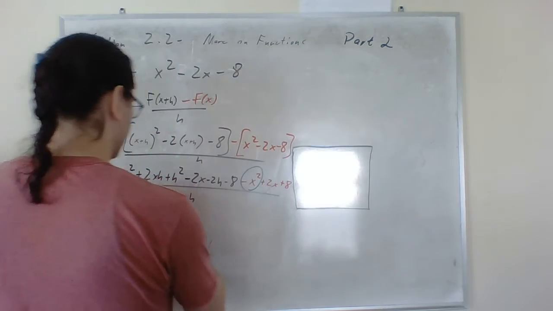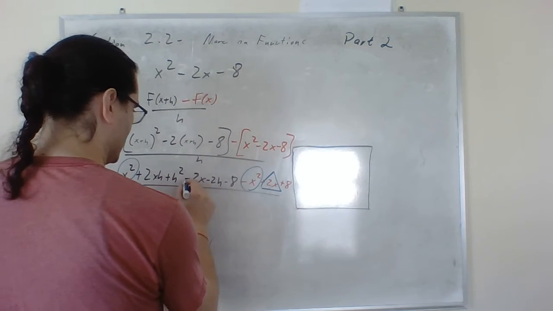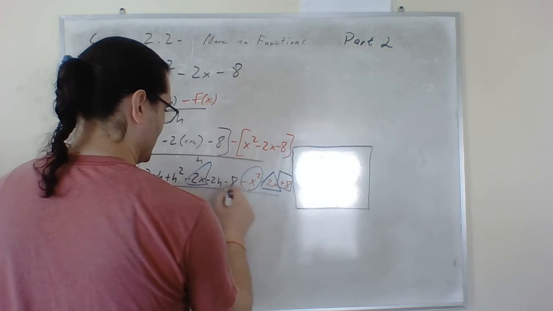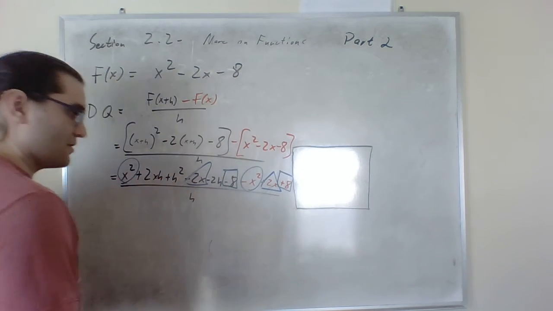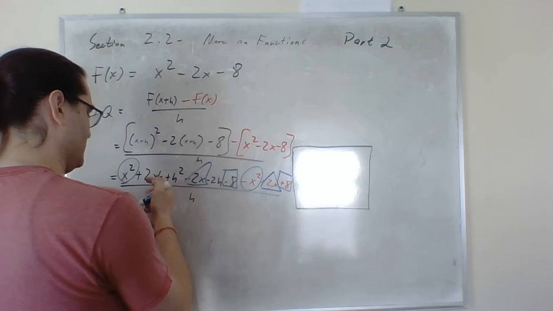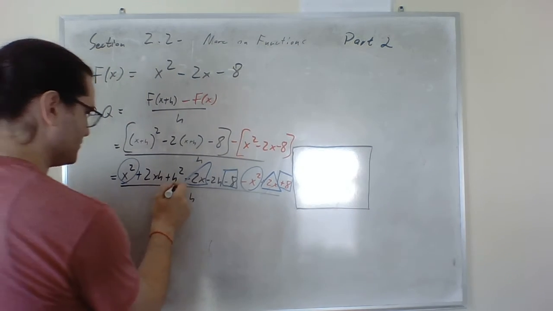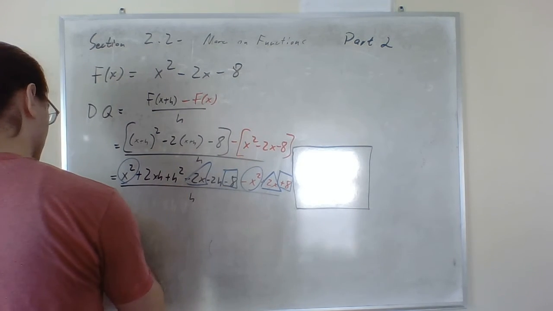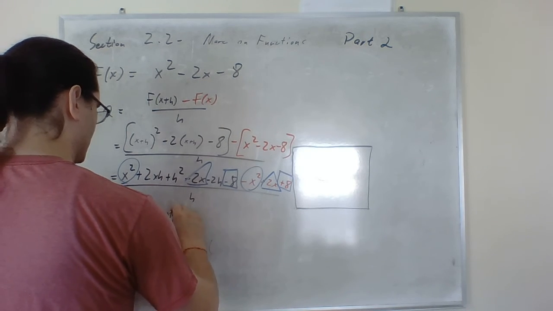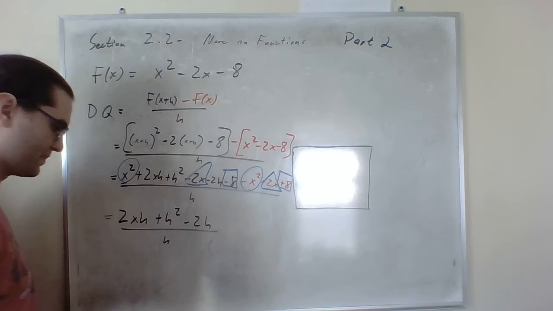We've got an x squared and an x squared. We've got a 2x and a 2x. And I've got, I'll use box for that, I've got an 8 and an 8. So, I was right. Everything here canceled. And everything that's left has an h in it. So I'm going to rewrite those pieces. 2xh plus h squared minus 2h all over h.